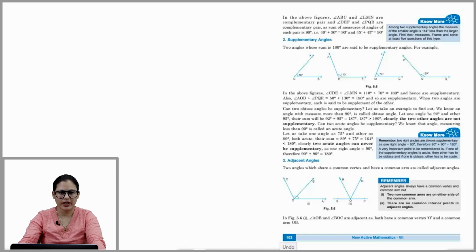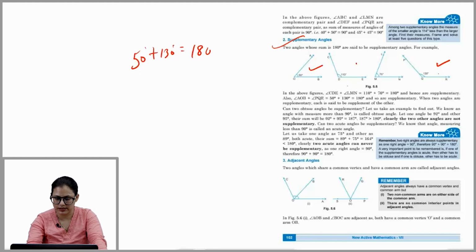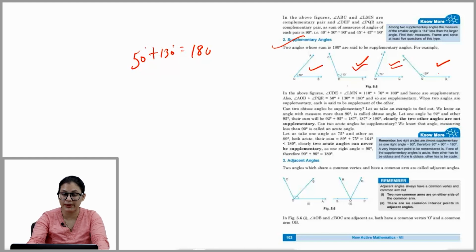Number 2, supplementary angles. Two angles whose sum is 180 degrees are said to be supplementary angles. For example, this is angle 50, this is angle 110, this is angle 70 and this is 130. So this angle and this angle are supplementary to each other because 50 degrees plus 130 degrees is equal to 180 degrees, and these two angles are supplementary to each other, okay? 110 plus 70 degrees is equal to 180 degrees.